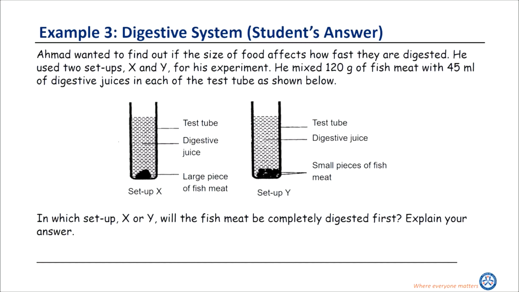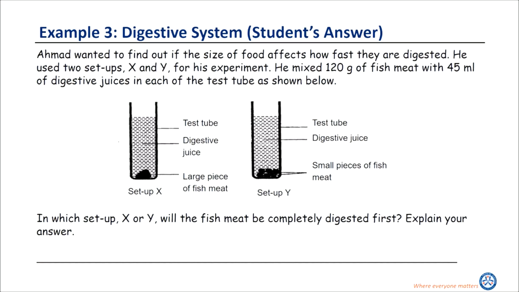He mixed 120 grams of fish meat with 45 ml of digestive juices in each of the test tubes as shown below. In which setup X or Y will the fish meat be completely digested first? Explain your answer. So if you look at the setup, the biggest difference is in setup X, there is one large piece of meat. In setup Y, there are smaller pieces of fish meat.